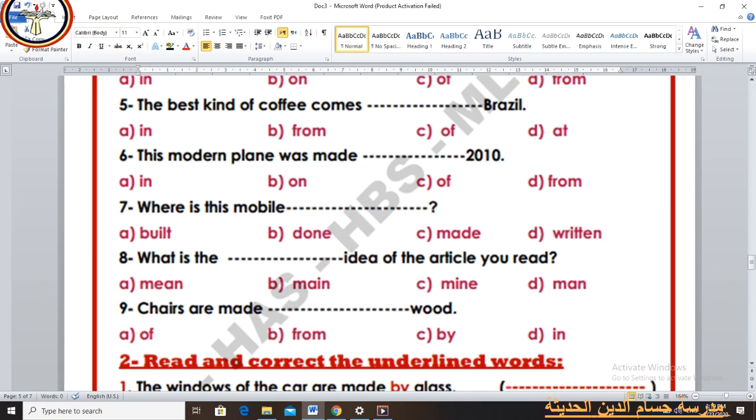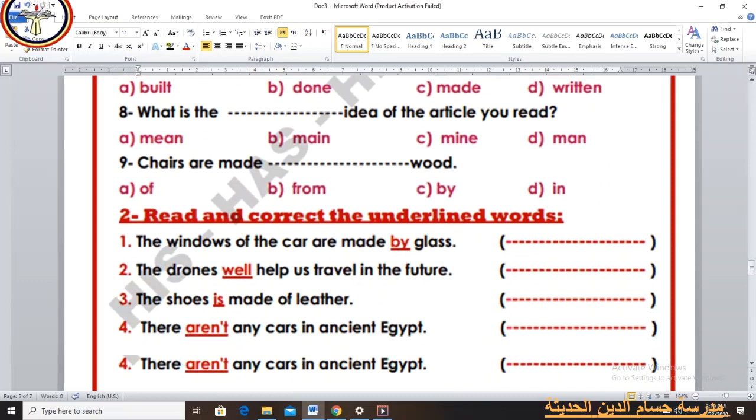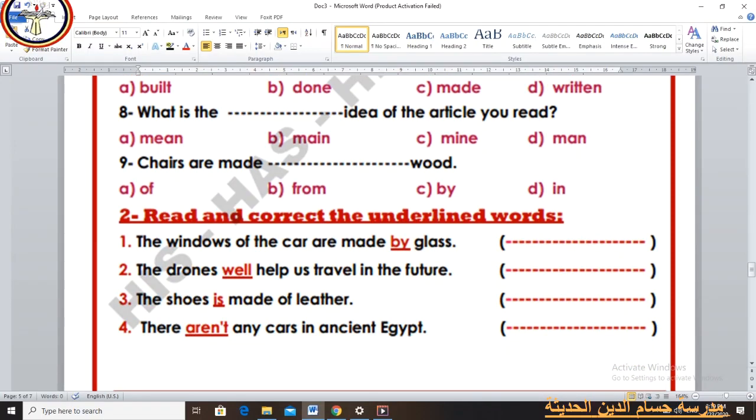Yes, thank you. Number 7: Where is this mobile blank? Bell, done, made, written. Yes, Malak? Very good. It's made. Where is this mobile made? Number 8: What is the blank idea of the article you read? Mean, main, mine, man. Yes, Islam. Very good, main idea. Excellent, Islam.